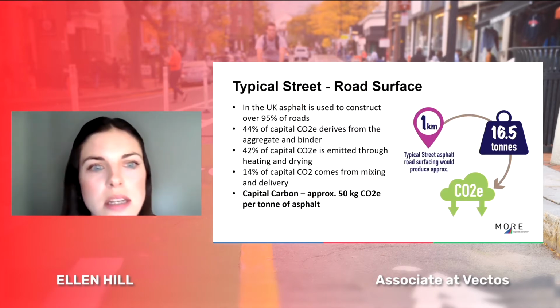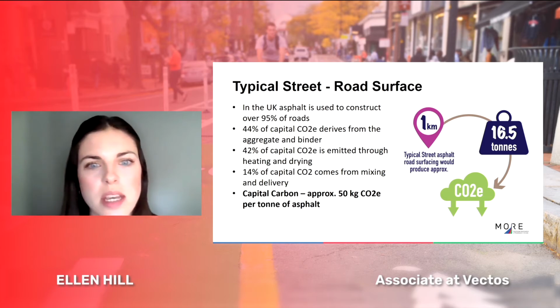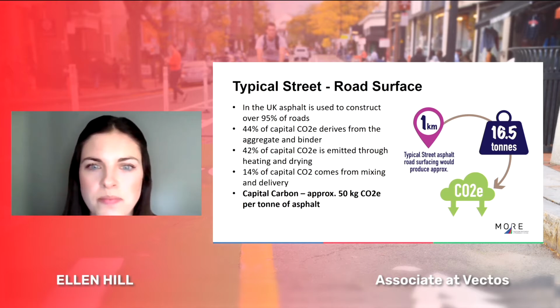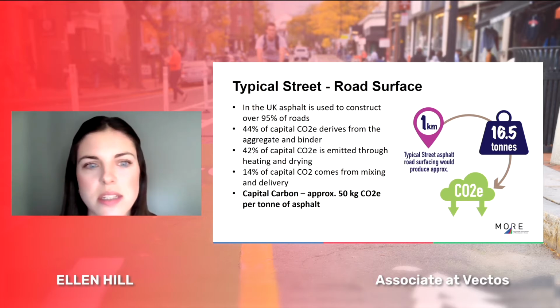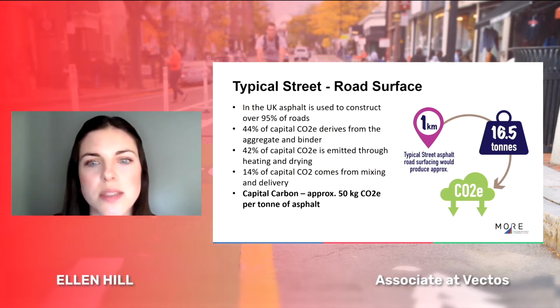Next slide. Looking first at road surface and considering asphalt, which is the most popular surfacing material in the UK, the capital carbon is formed of 44% aggregate and binder and 56% through the heating and mixing processes. In total, it's estimated that a tonne of new asphalt emits approximately 50 kilograms of carbon dioxide equivalents. And applying this to the typical street results in about 16.5 tonnes of carbon dioxide equivalents.